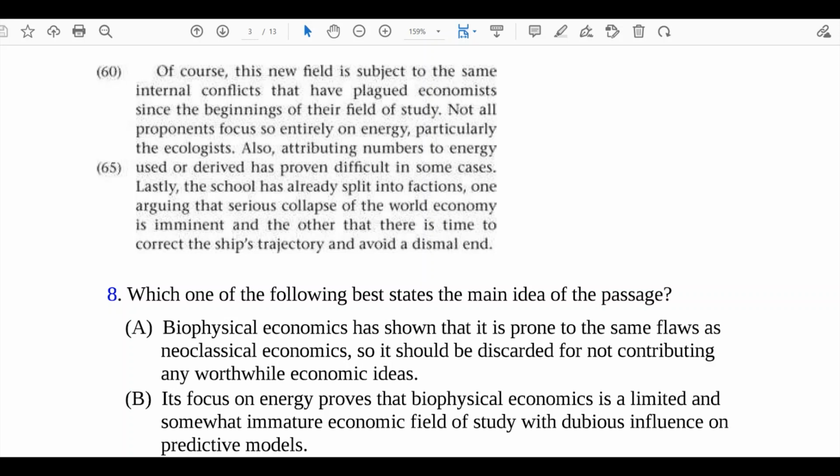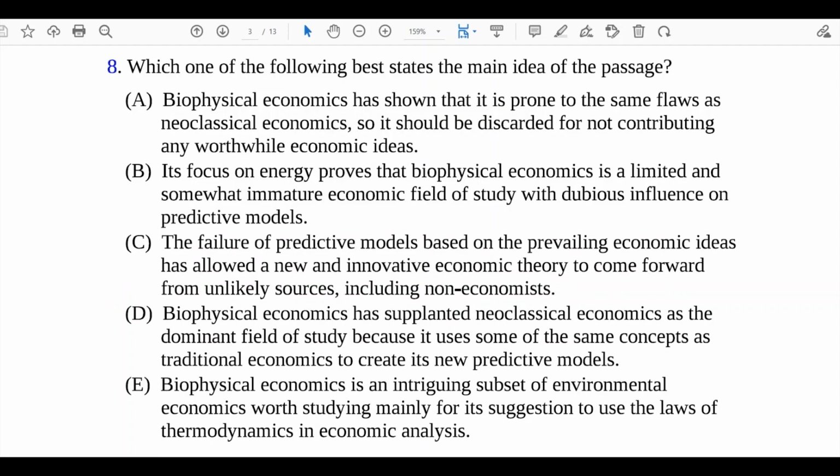Let's go to B option. And here it is. The passage does say that there is some difficulty applying the EROI to certain aspects of the economy, but it doesn't make such a harsh assessment of the energy focus, nor does the passage say that its influence on predictive models is dubious, since the passage also discusses some predictive models based on the EROI.